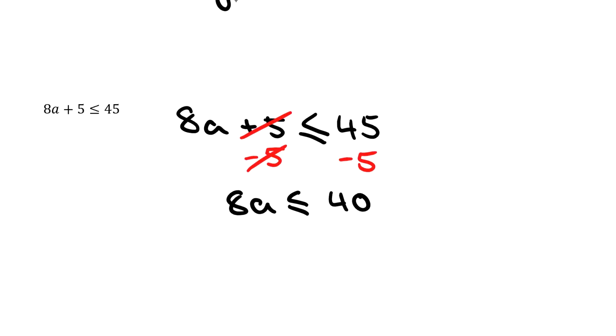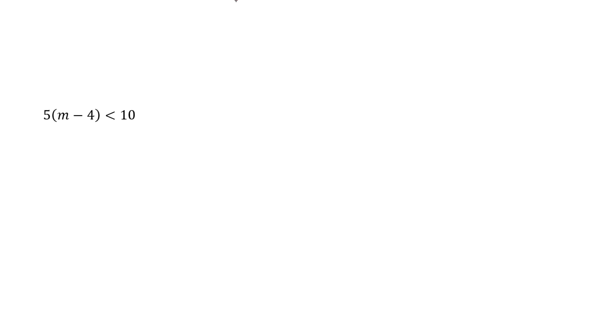We then can focus on splitting up the 8 and the a. Remember, that's 8 times a, so we divide by 8. That cancels, and we're left with a is less than or equal to 40 divided by 8, which is 5. So a is less than or equal to 5. Here's the next one.